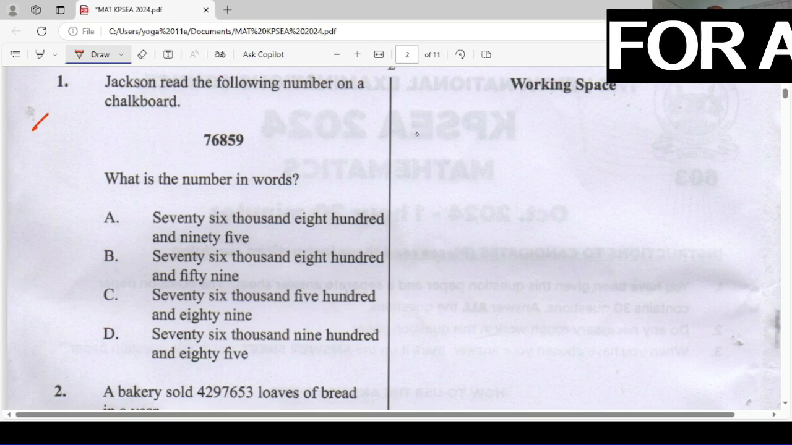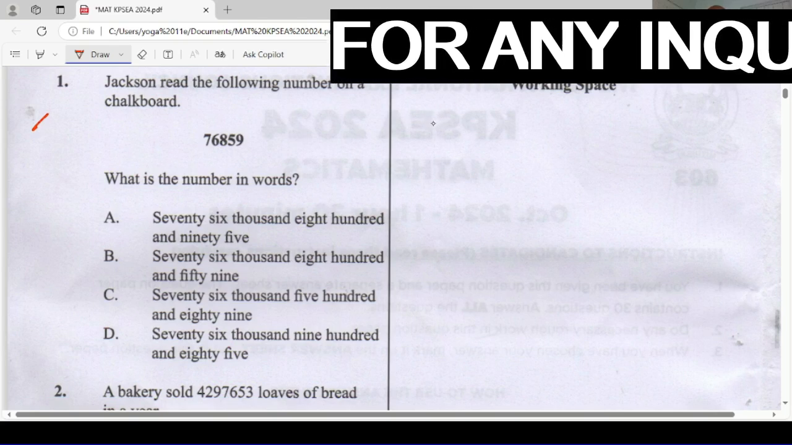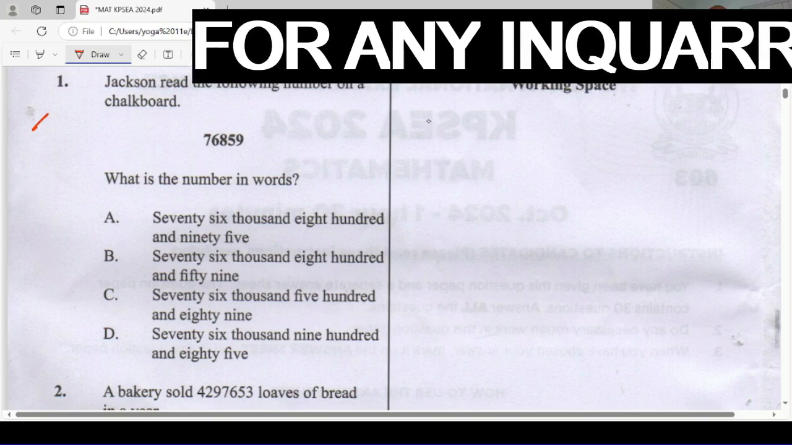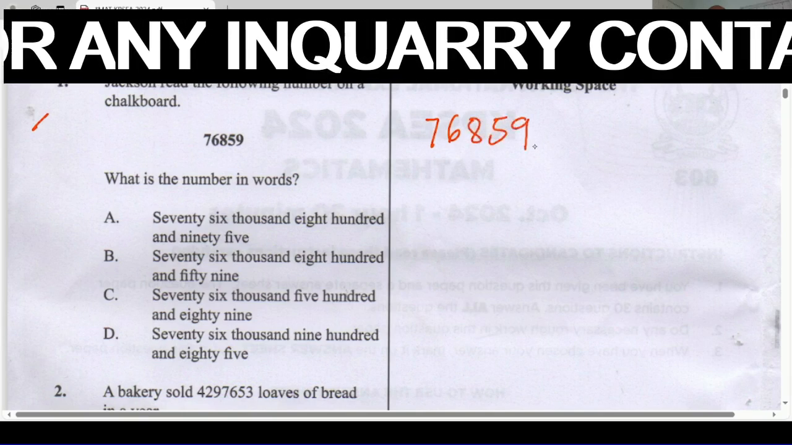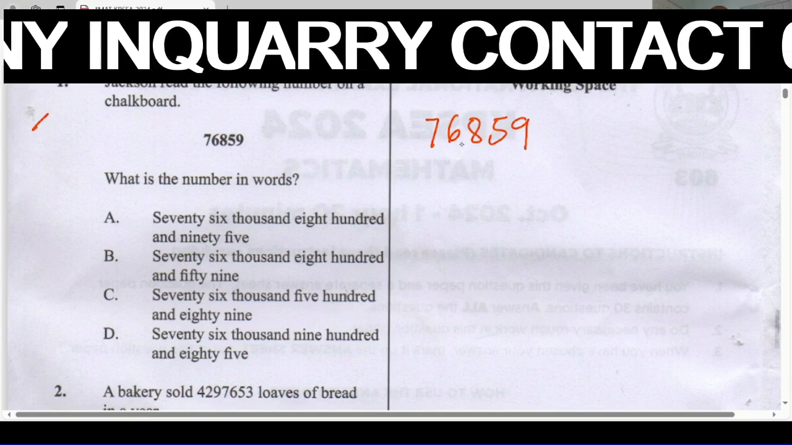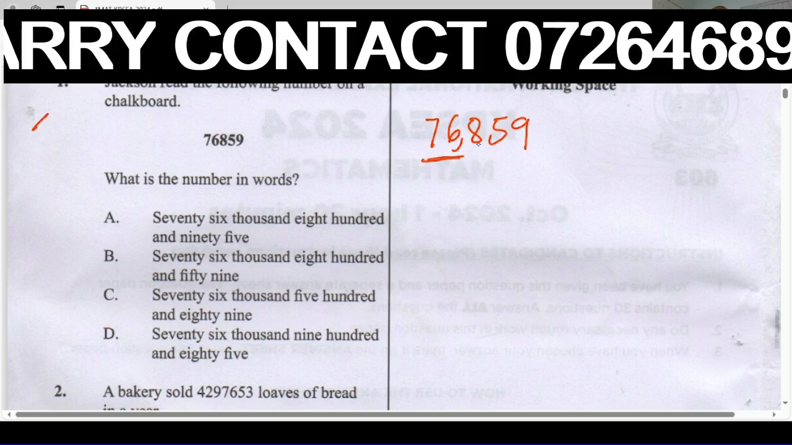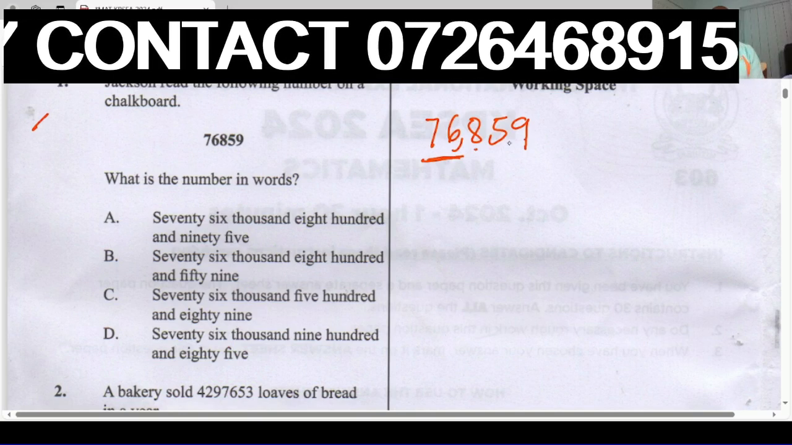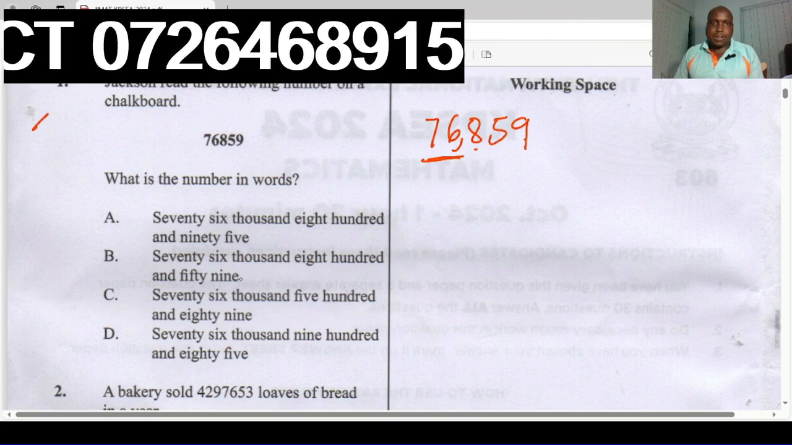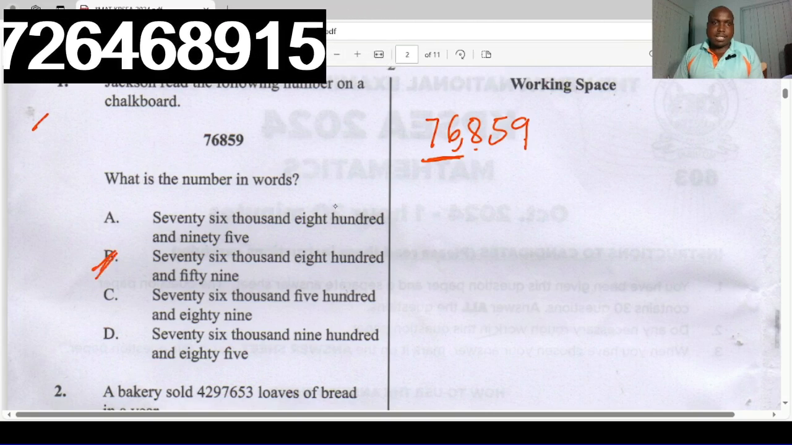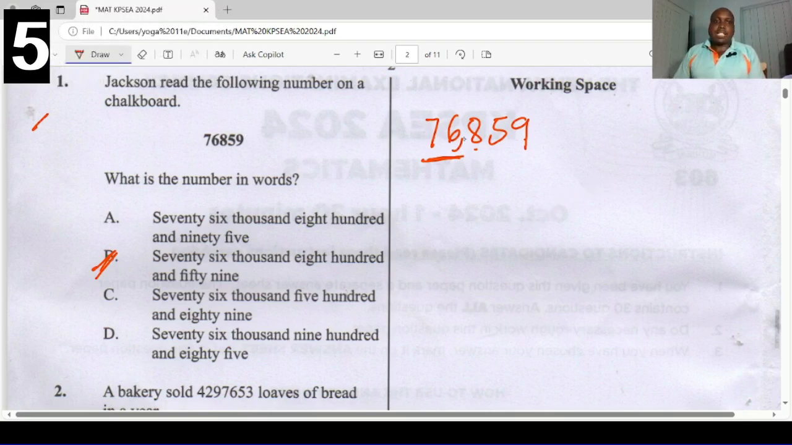So for you to write this number in words correctly, rewrite it and then make sure you divide the number three digits from the left. 76,859. So from here, just count 1, 2, 3, put a comma here. So this tells you this is 76,859. That is, the answer is B. So the trick was just where you're supposed to divide this number as I have shown you.